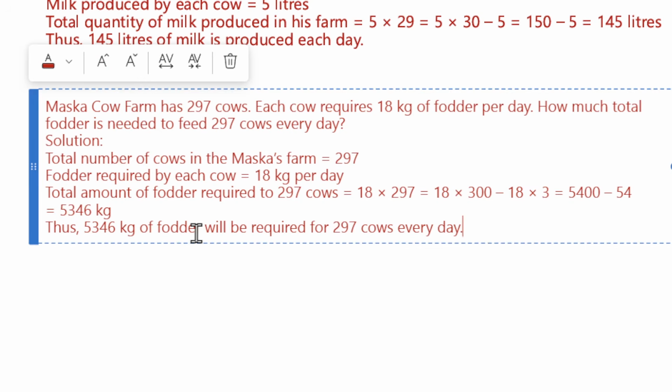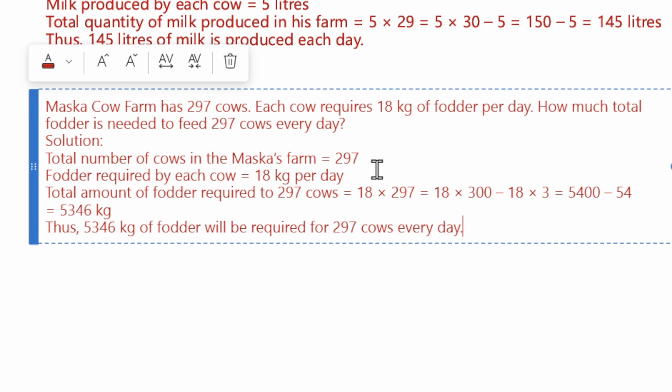Okay, sixth question. Maska cow farm has 297 cows. Each cow requires 18 kg of fodder per day. How much total fodder is needed to feed 297 cows each day? Again, easily we are going to round this up. 297, you have to round it to 300.